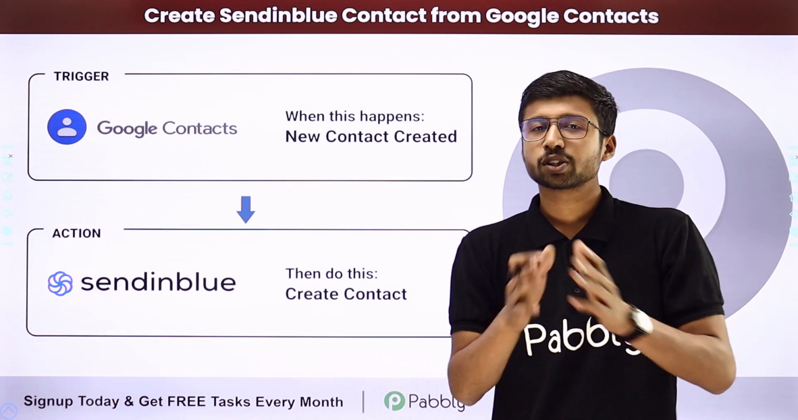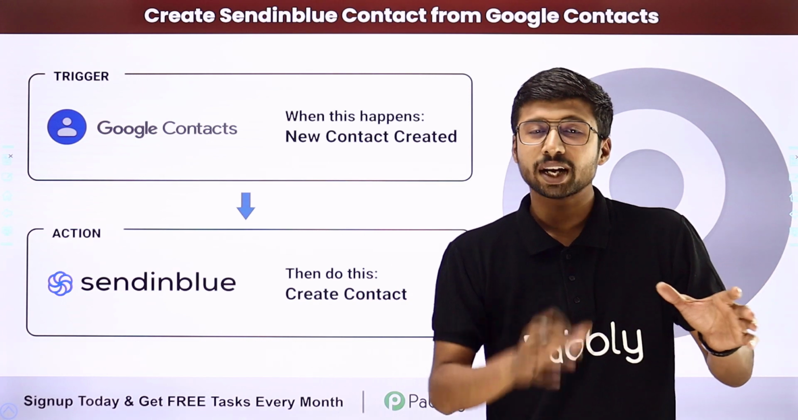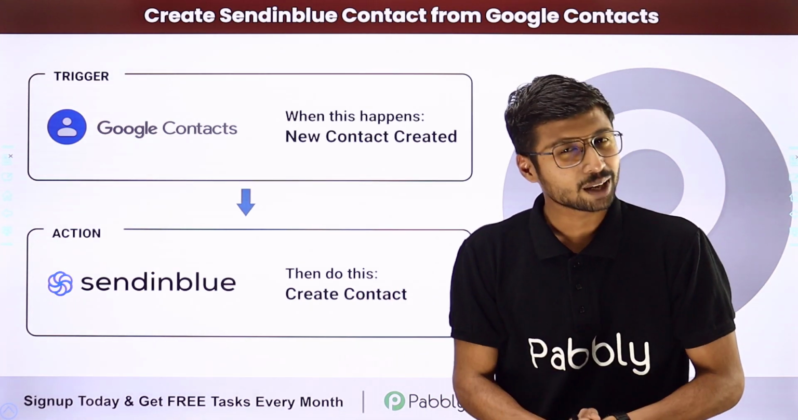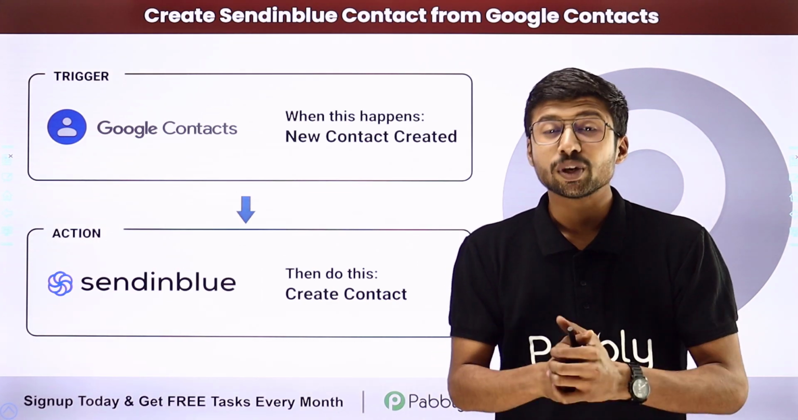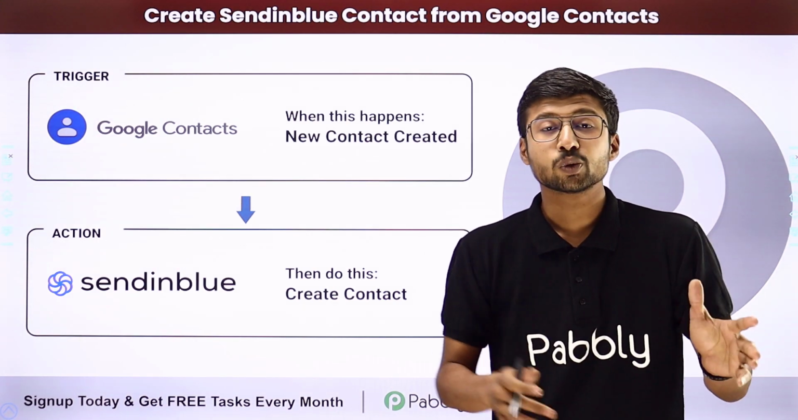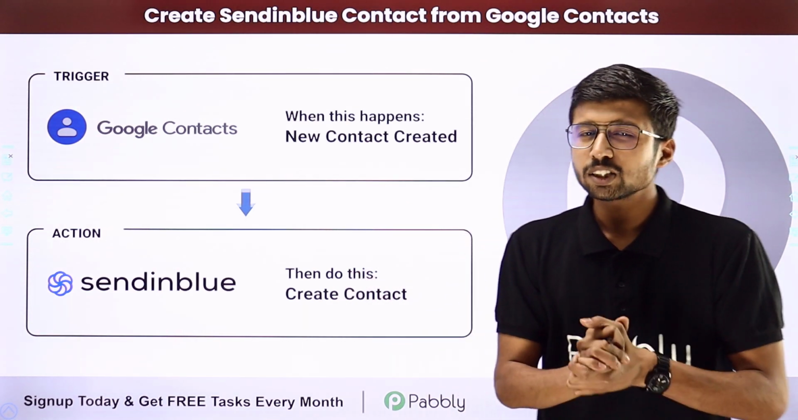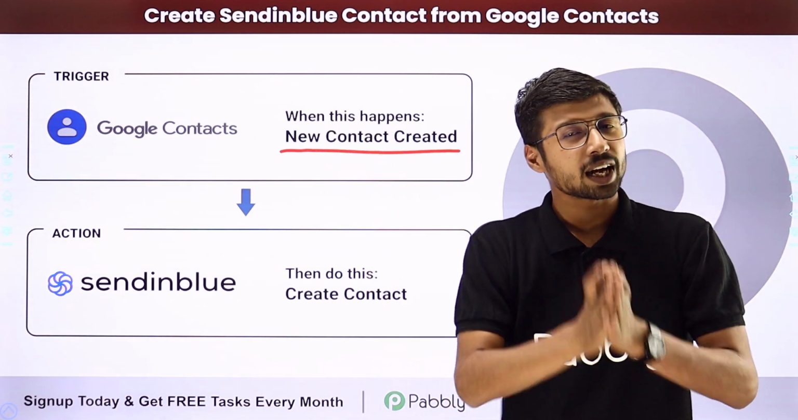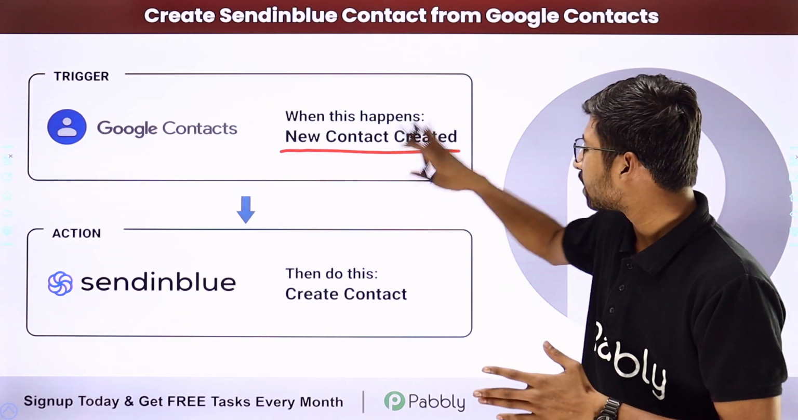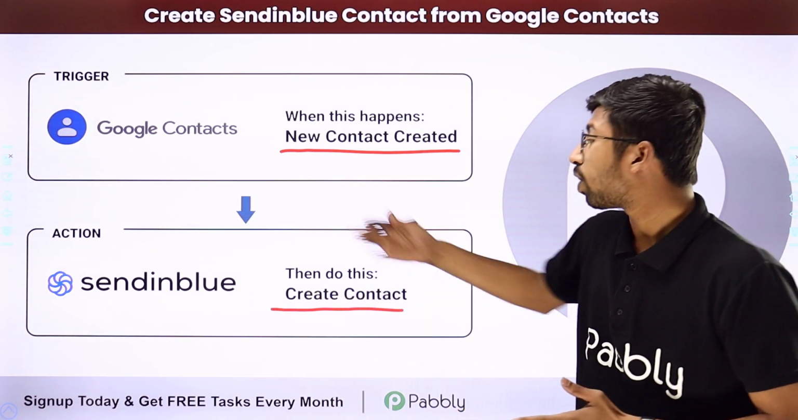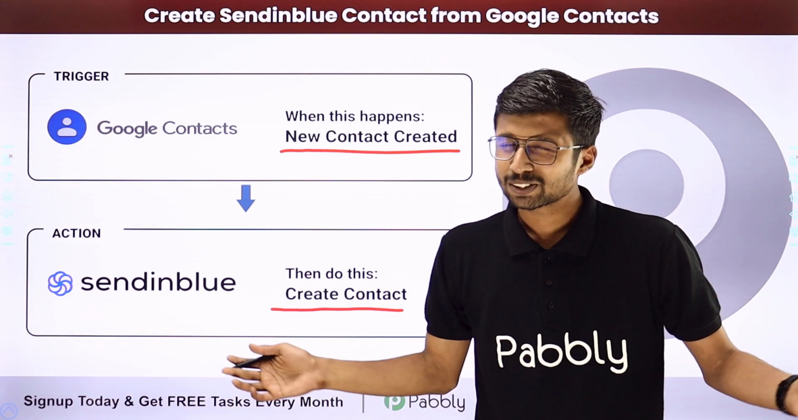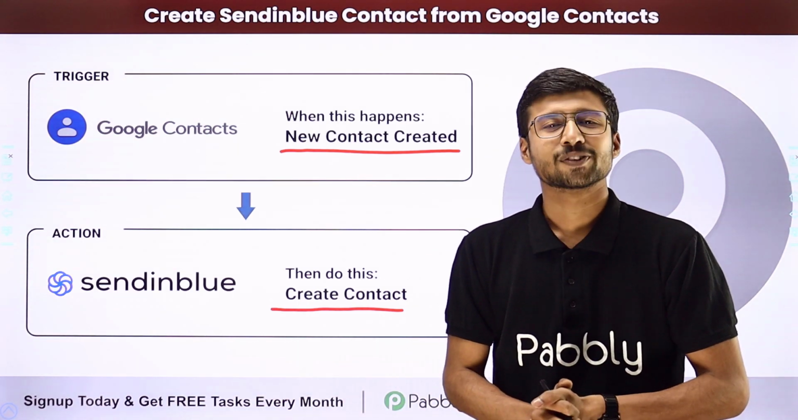Now guys, the manual process of adding the contact in Google Contacts and then adding the same people in Sendinblue is very repetitive and time consuming. So in this video, we are going to set up an automation between Google Contacts and Sendinblue in such a way that whenever a new contact is created in Google Contacts, automatically with the same details, we are going to create a new contact in Sendinblue as well. Now how can you set up this automation? To know this, you have to come with me to my screen.